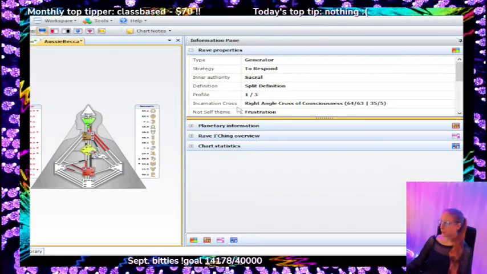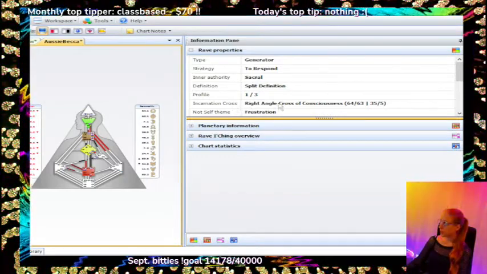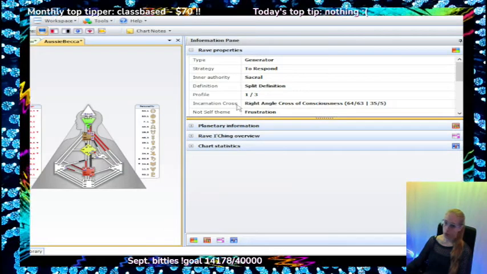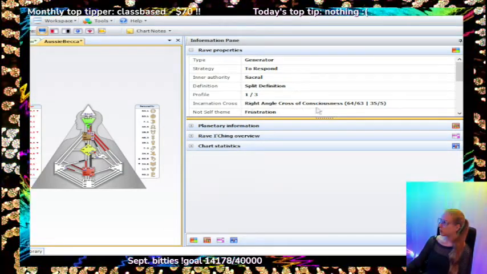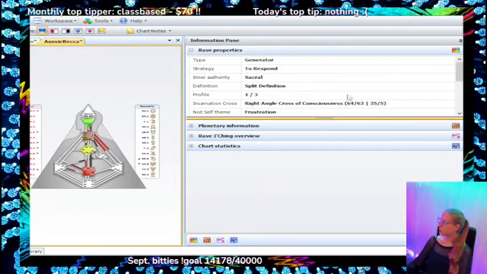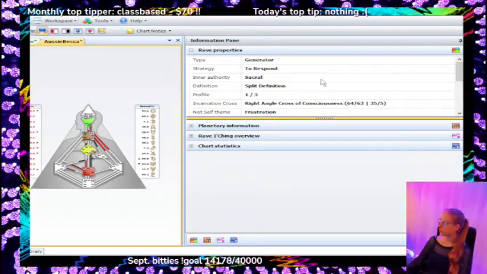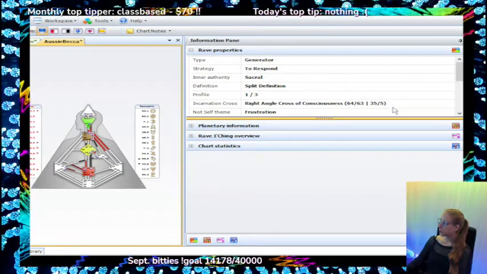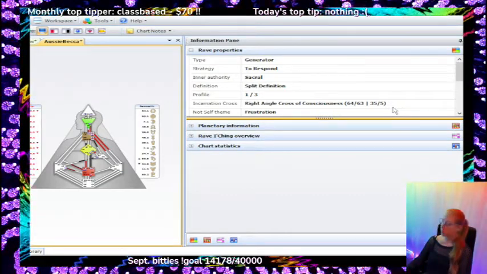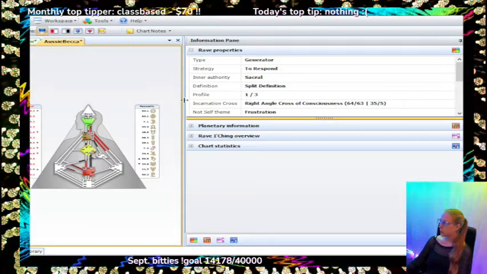So if you want the brain candy, if you're going to Google it, you have to include the right angle cross, the right angle, and you have to include these numbers because there's 3 different variations of the cross of consciousness on the right angle, I believe. So you have to include all of the sentence if you want the brain candy.